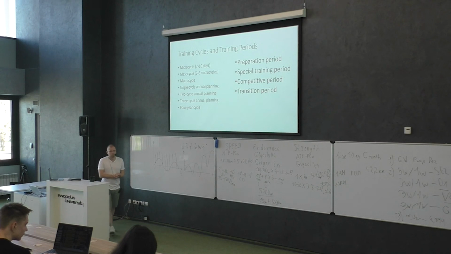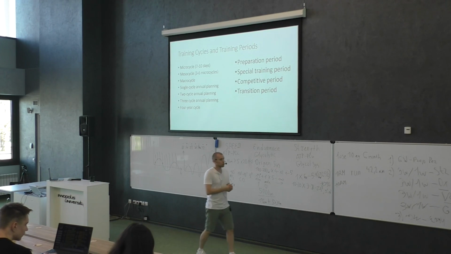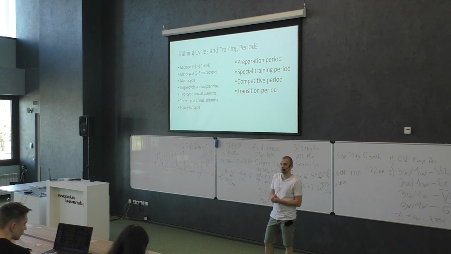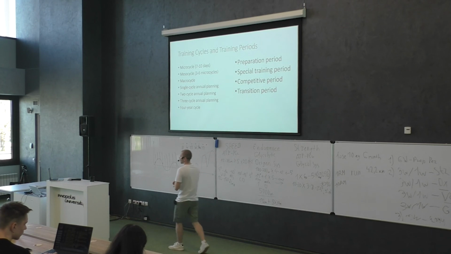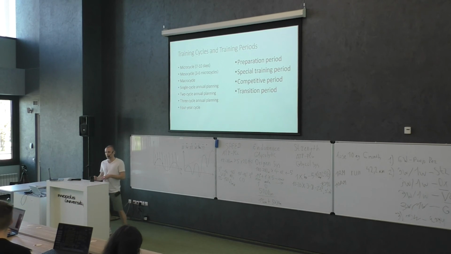And most elite athletes use a 4-year plan. Any ideas why a 4-year cycle? Olympics, good. Yes, they are preparing for the Olympics, and their preparation plan covers 4 years. I mean, not the athlete's plan; this plan is made by a coach.